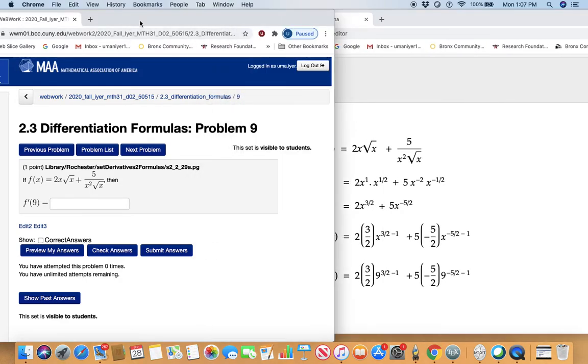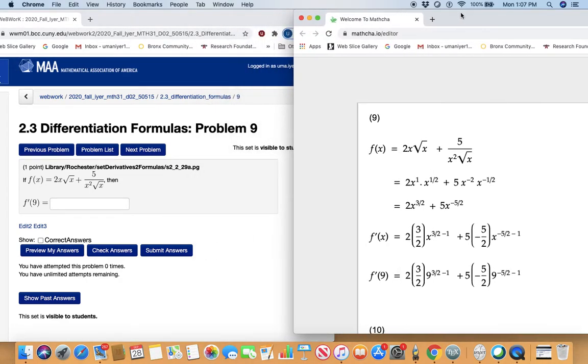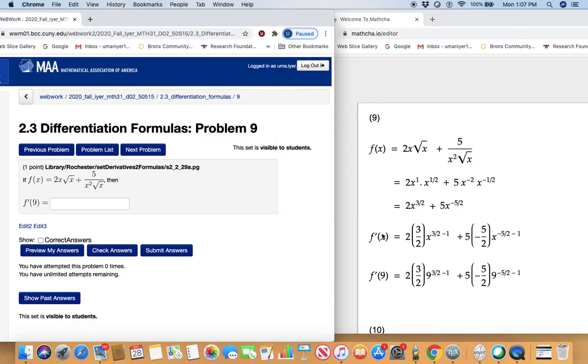Notice you can rewrite f. x times square root x: x is nothing but x to the power 1, and square root x is x to the power half. Plus 5 over x squared root x. x squared comes up with x to the power minus 2, and root x downstairs comes up with negative half power.